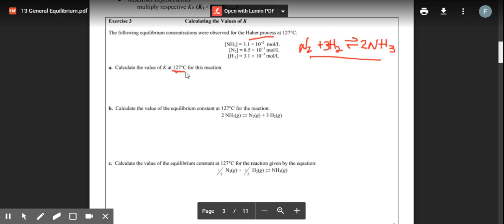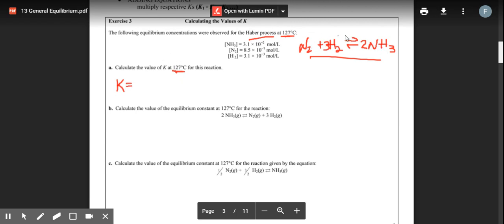Now, this temperature is not really involved in our K. All that we have to worry about is if our temperature changes, we know our K changes. So it's not changing, so we don't really care about it. So to figure out my K value, I first want to write my equilibrium expression.